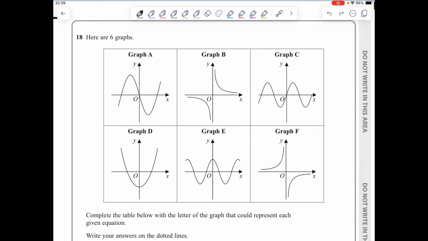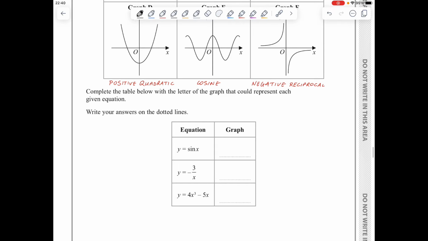In question 18, I have 6 graphs. Graph A is a positive cubic. Graph B is a positive reciprocal. Graph C is the sine graph. Graph D is a positive quadratic. Graph E is the cosine graph. And finally, graph F is a negative reciprocal.